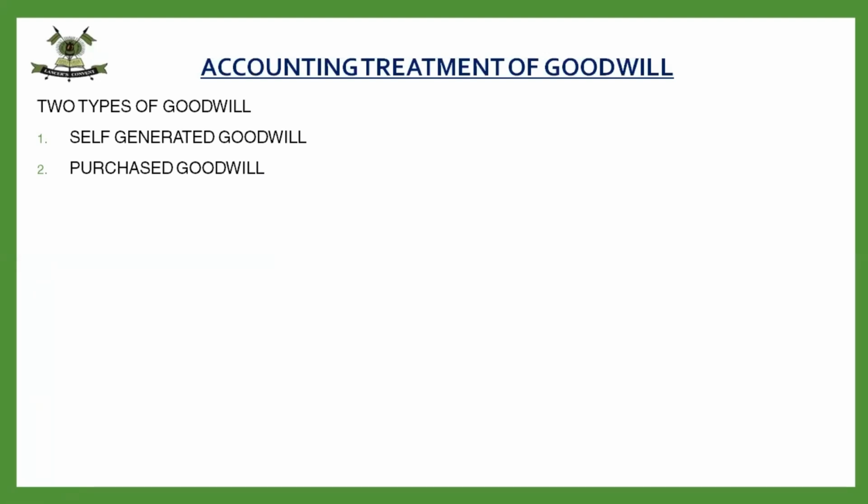You can text me the answer. Out of the self-generated goodwill and purchased goodwill, which is recorded in the books of account? Yes, very good, Apoor. Purchased goodwill is recorded in the books of account. Yes, Surya, Vishwas, very good. Sahaj, good, very good.